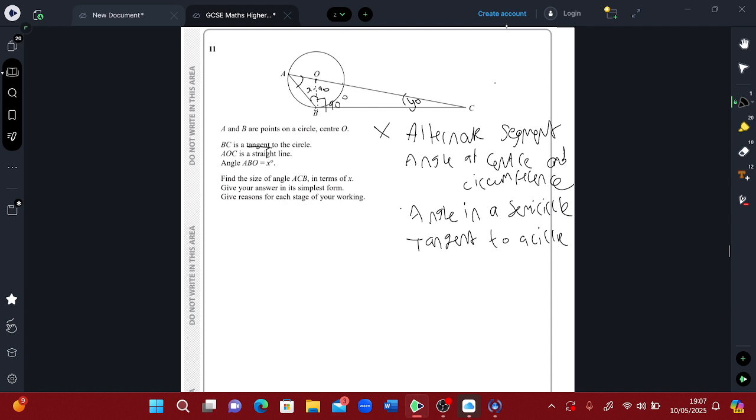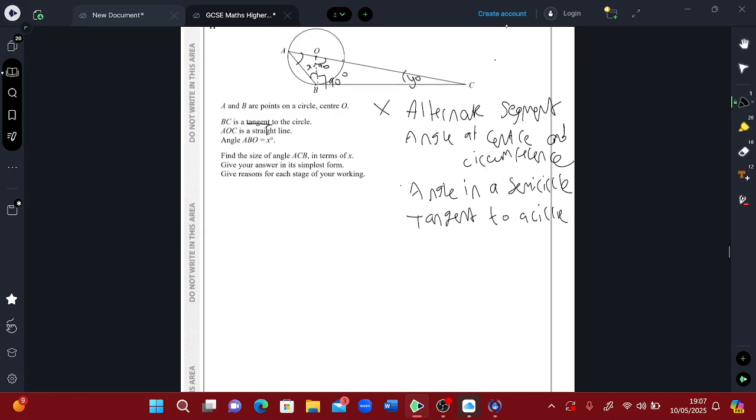Okay, well, we know this side, don't we? We know this angle, right? In terms of y. BOC. So angle BOC, that's going to be 180 minus 90 minus y. That's going to be 90 minus y, because of the angles in a triangle, angles in a triangle sum to 180.